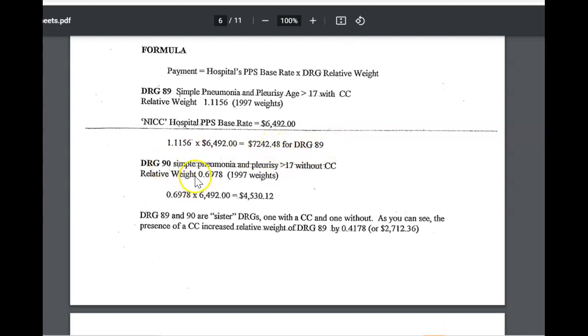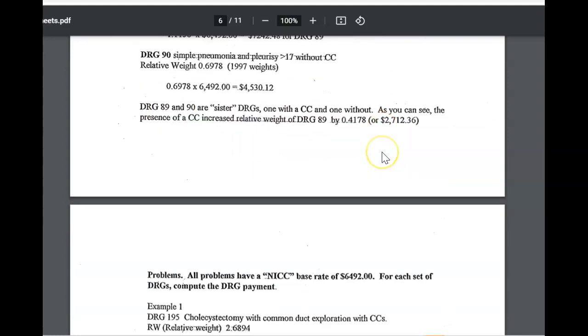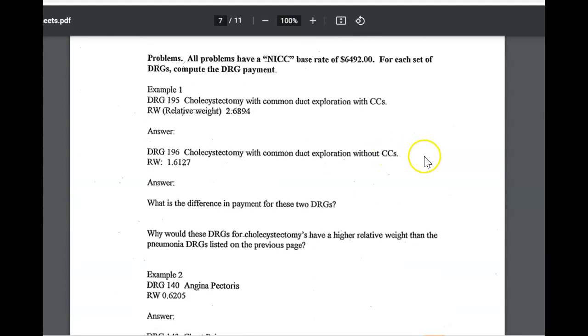Same thing with DRG 90: relative weight times the hospital base rate. $4,530 is going to be the cost for that hospital stay if you get put into DRG 90.